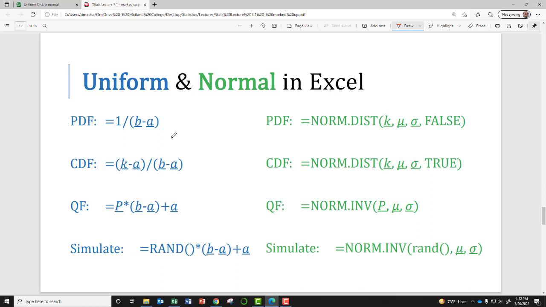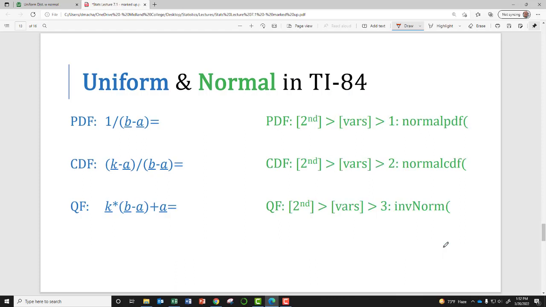So here are some formulas for being able to use the uniform and normal distribution in Microsoft Excel. So PDF stands for probability density function. That's what we were looking at in Desmos. CDF stands for cumulative density function. Quantile function is the inverse function of the cumulative density function, and we'll go over that more when we need it. And if you wanted to simulate a process that follows these distributions, these are the Excel formulas to use to generate random numbers following those distributions.